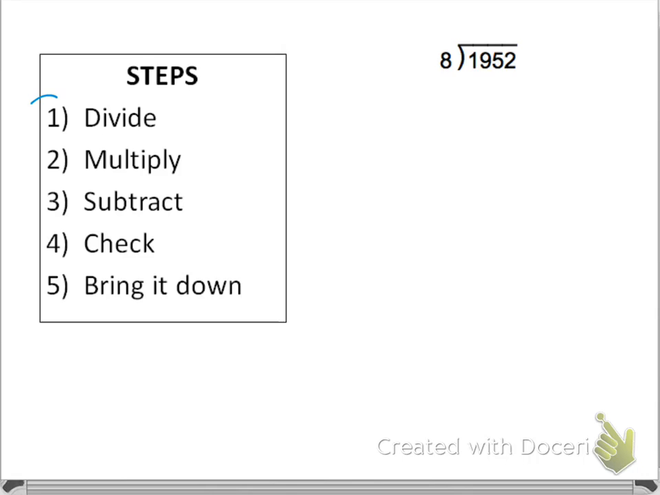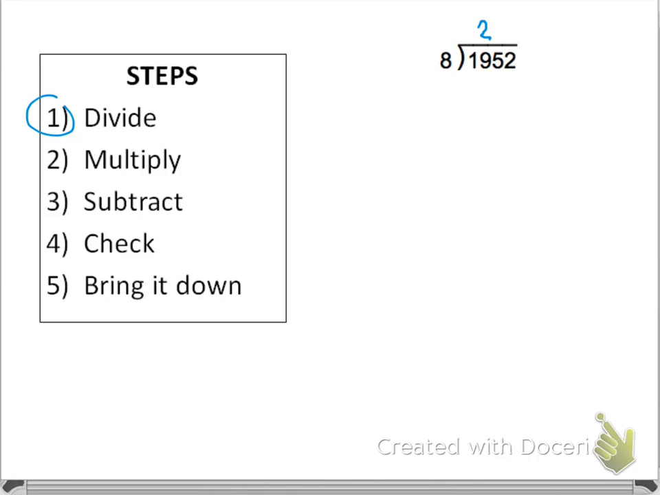Okay, over here it says my first step is to divide. So I need to divide first 8 into 1. Can 8 go into 1? No. So I'm going to look over at the next place value. Can 8 go into 19? Yes, 8 can go into 19. How many times? 2. So I'm going to write the 2 up here over the 19.